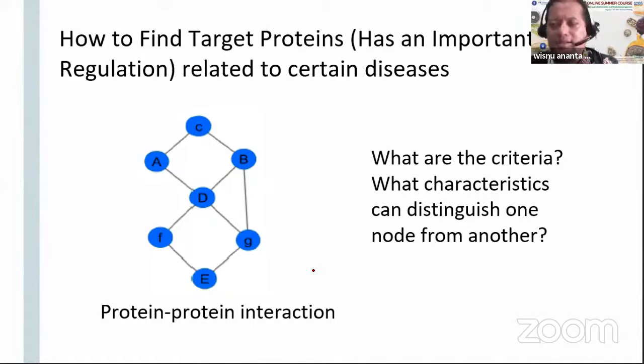The detailed question is, what are the criteria that we can use to identify the most important protein, one that has an important role, for example, in the mechanism or metabolism or regulations related to a certain disease? What characteristic can distinguish one node or one protein from another? So this is the common question.